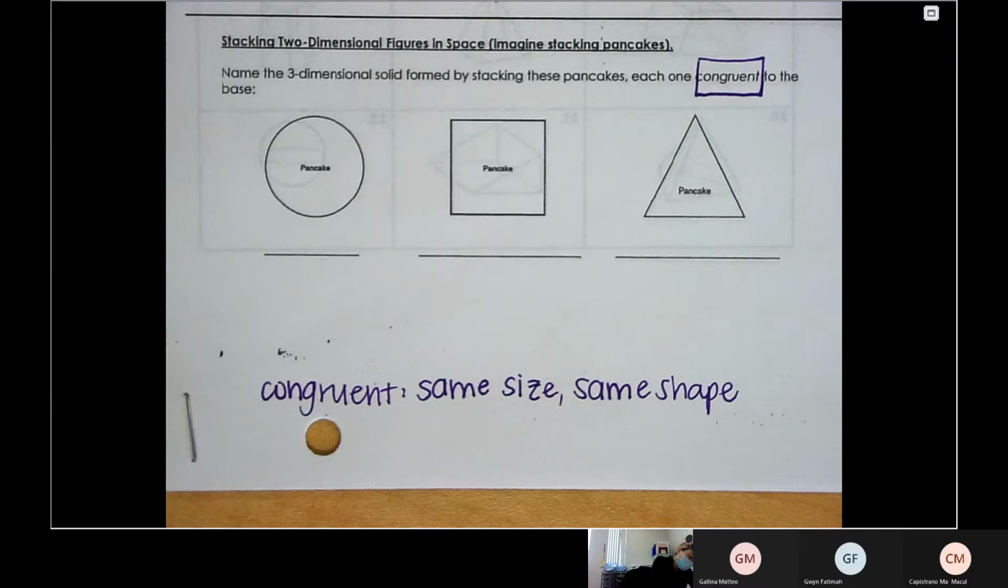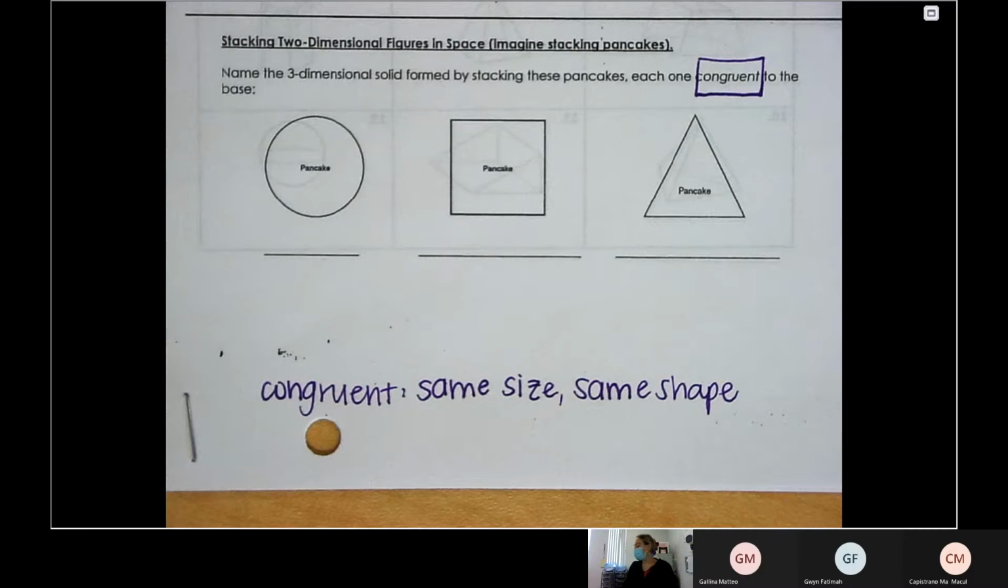So I've got my circle at the bottom. I like to draw a picture for myself. Circle at the top. Right, I've stacked them on top of each other. That's a cylinder. And a cylinder, remember, is a type of what? It's a type of prism. Good.